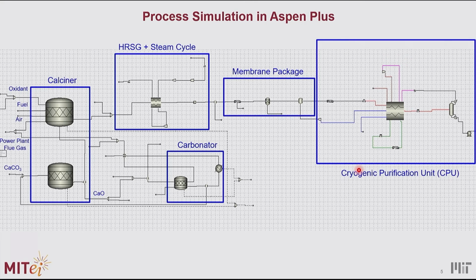We have developed this process simulation in Aspen Plus, and this is just a schematic showing how the system looks in Aspen Plus. We're not going into details here, but we have the calciner, the carbonator, the heat recovery steam generator system, and we have the membrane package and the cryogenic purification units.